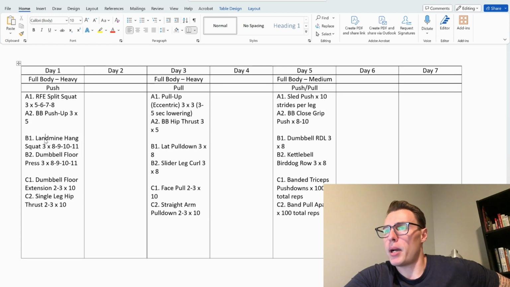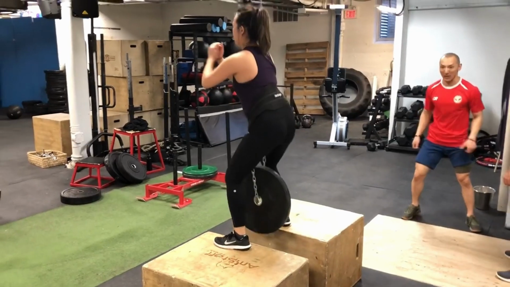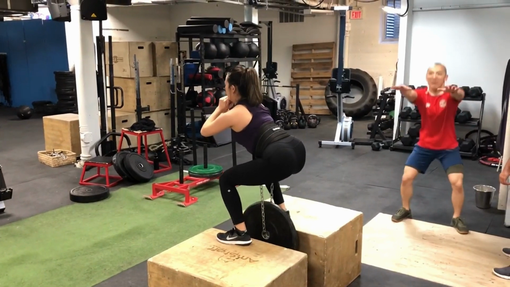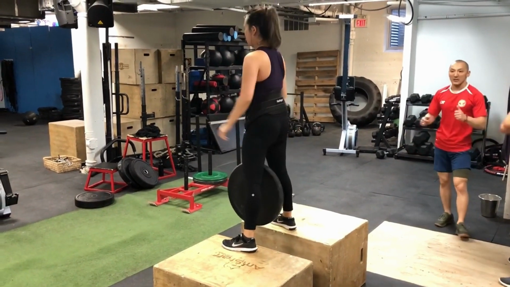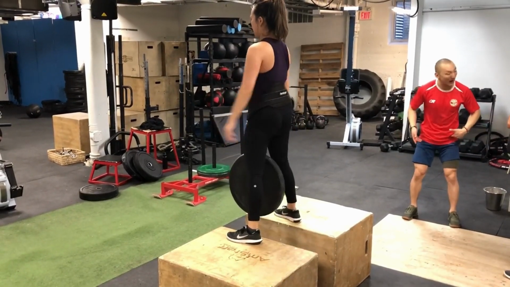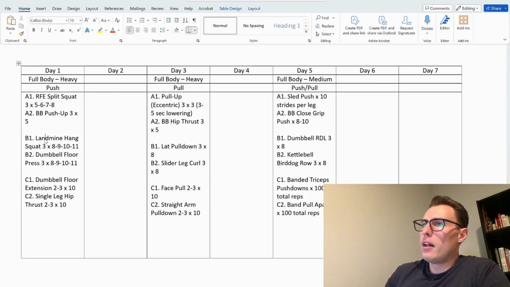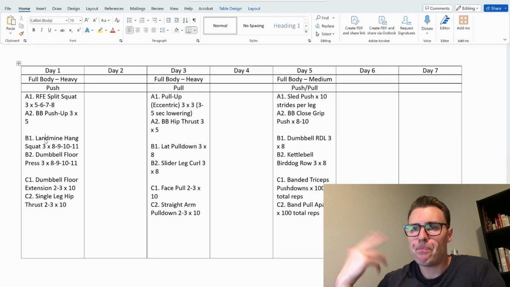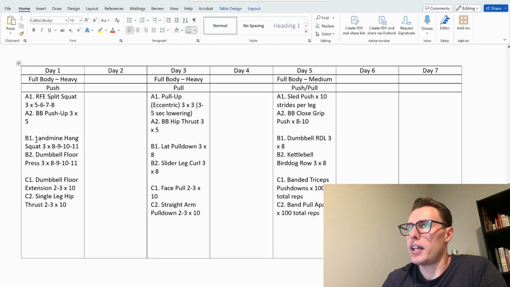It could be a landmine hang squat. We could use a belt squat, where we've got a belt and a couple of plates hanging in between. Your client is set up on two plyo boxes or something stable, and they're able to go through a full range of motion squat as well. So that's the thought process that I had when it came to the landmine hang squat.